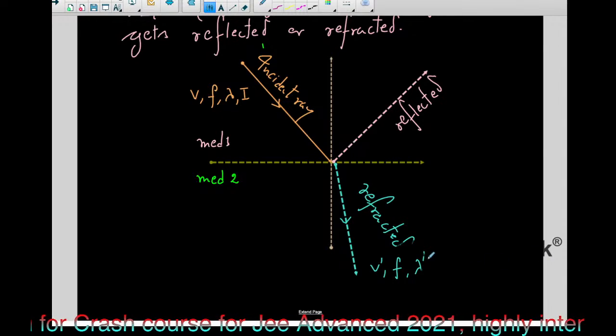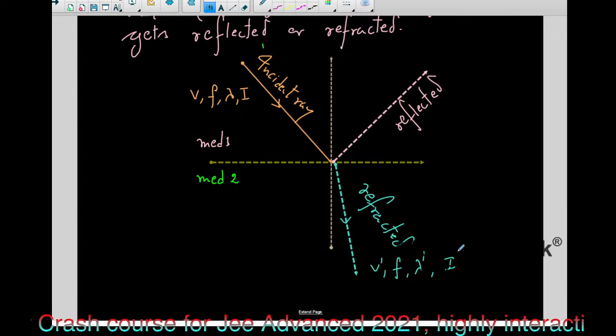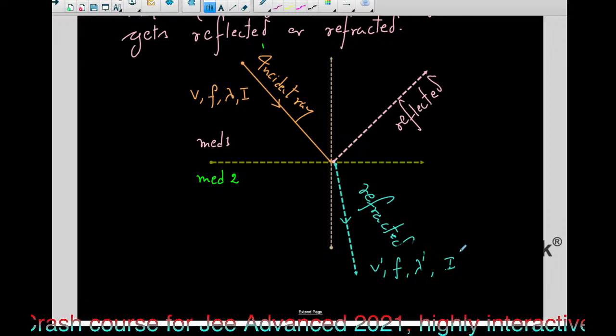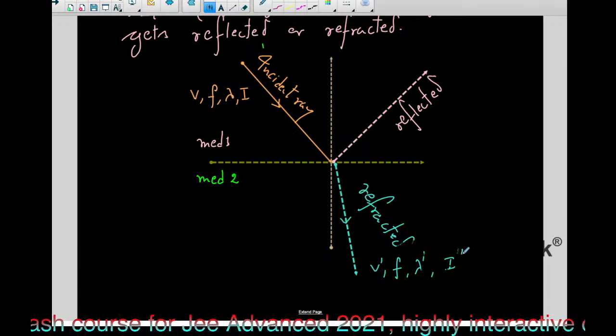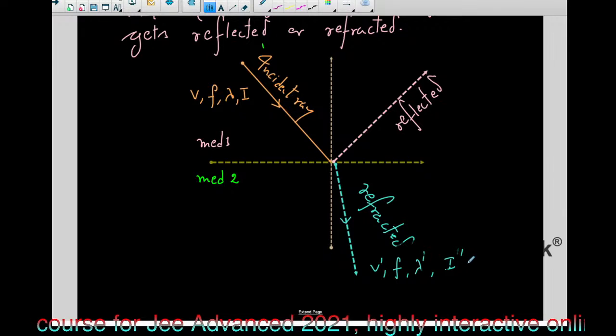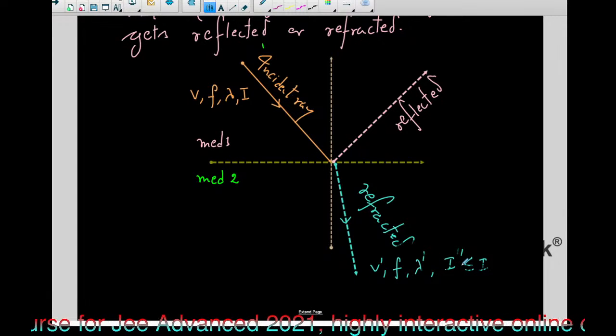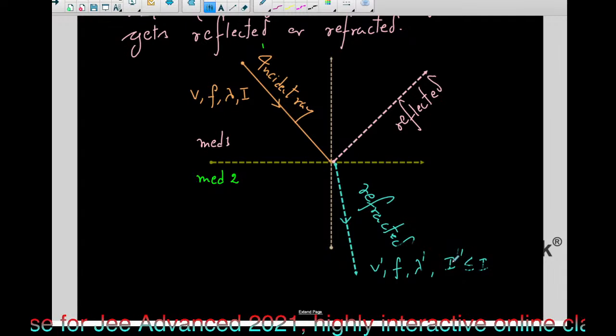So what about intensity? Let's say this is I. Here you can say I double dash, because for this one we write I dash. So I double dash is less than or equal to I, and these are all lesser, meaning the dash ones. What about this one here?